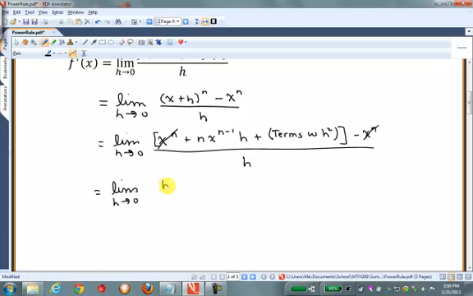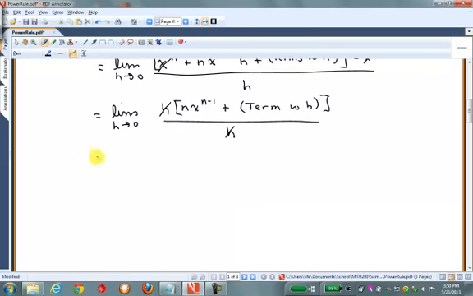And so we'll have an h times, well, let's see, what will be left here? Well, we'll have n times x to the n minus 1. The h will be taken out, plus, then we'll have terms. Now, they had at least h squared before, but we've taken one of the h's out, so now they'll have at least h. And we'll divide by h. The h's cancel, and we're left with this limit.